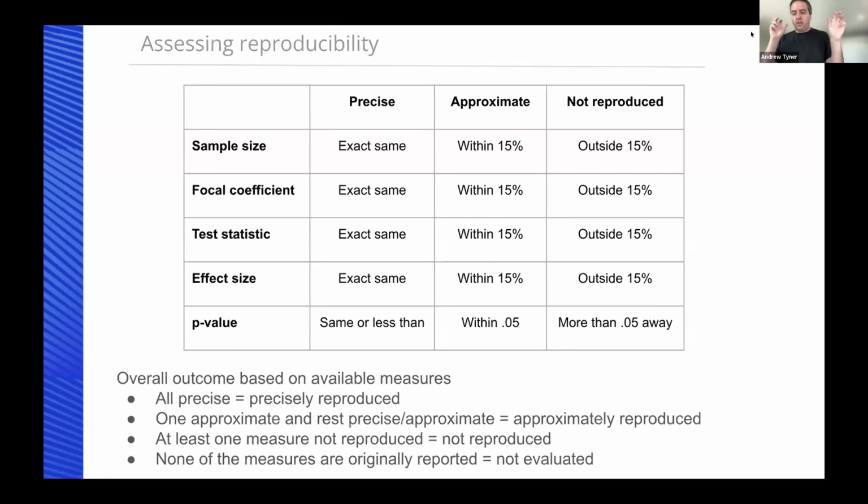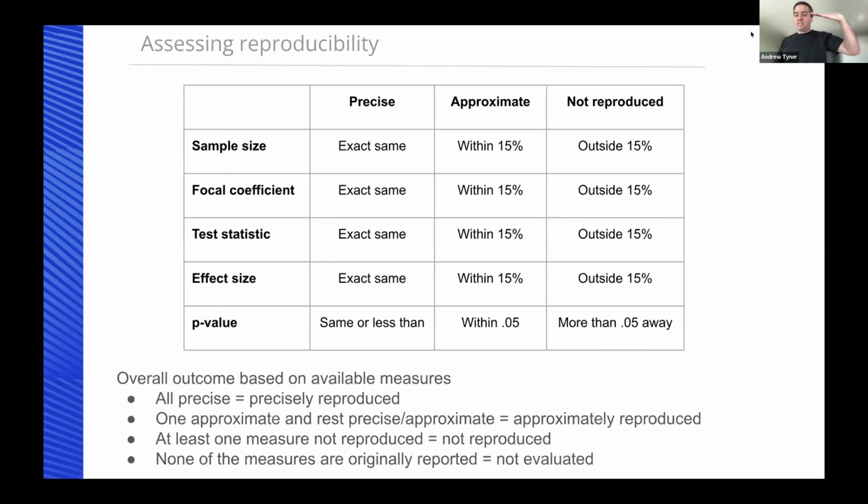Approximate is within 15% on either side. Not reproduced is more than 50% on either side. P-values are slightly different. For p-values, if it was reported precisely, we asked, is it the exact same p-value that was reported? Or if there's a threshold, is it underneath that threshold? So is it less than 0.05, less than 0.1, whatever. For approximate, we're looking at, is the p-value, in cases where it was reported exactly, within 0.05? And again, not reproduced is more than 0.05 away.